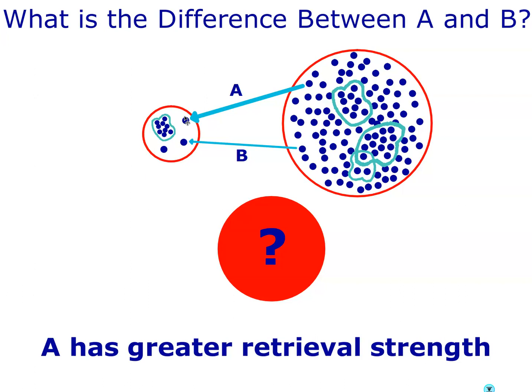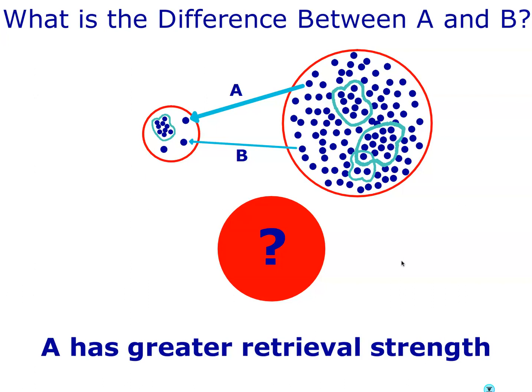It's still going to be there in a month's time, as opposed to B. So how do we build up this really, really strong connection between the long-term memory and the short-term memory? And the answer is, in just a few words, A has greater retrieval strength. So A has the greater retrieval strength.